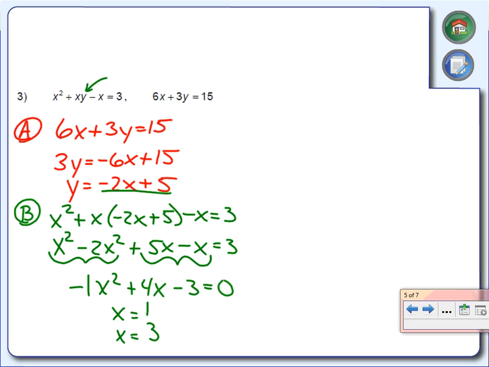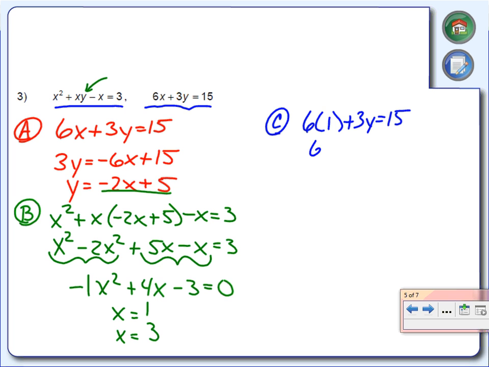Now keep in mind those are only the x's. We still need to figure out what the y's are. So what we're going to do is we're going to take that 1 and 3 and we're going to plug it in for the x either in the first equation or in the second one, whichever looks easier. Okay, which one looks easier? First one or the second one? Second one? Okay, so we use the second one. All I'm doing is replacing the x with a 1. We're going to solve for the y.